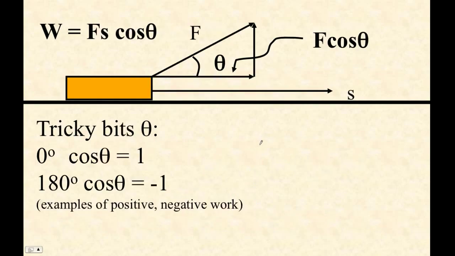There's some tricky bits here. Okay, well, this first one is not too tricky, right? Most of the time, the force and the displacement are in the same direction, so you push it that way, and it moves that way. Well, that's simple. There's 0 degrees between them. Cosine of 0 is 1. So most of the time, this thing goes out of there, and it's just F times s, right?